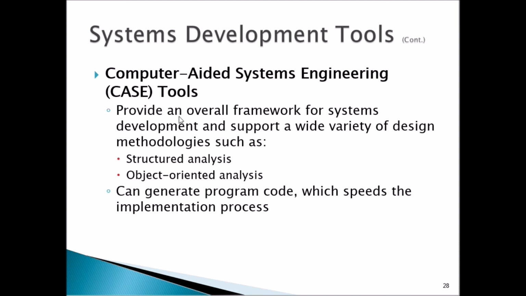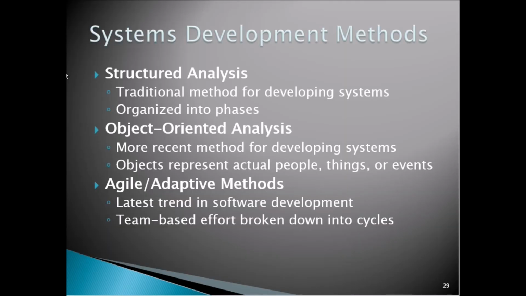Computer-aided systems engineering, or CASE tools, provide an overall framework for systems development and support a wide variety of design methodologies such as structured analysis and OO analysis. It can generate program code, which speeds up the implementation process. So CASE tools can be used to generate program code very quickly and easily. You might hear of code generators or computer generated code. These are often created through CASE tools. Sometimes you need the CASE tools to be able to read this program code as well. That's an important consideration to mention.